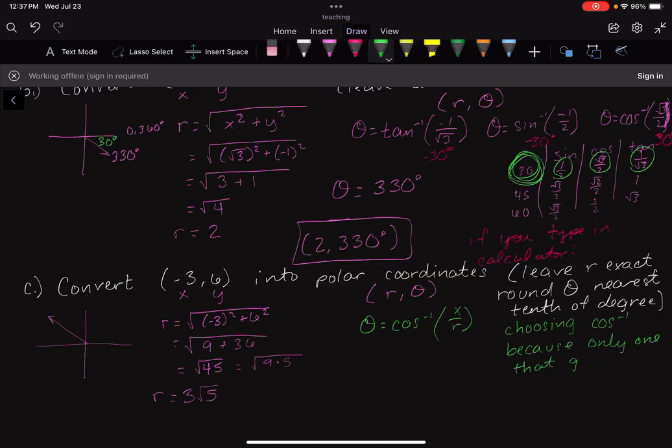Choosing cosine inverse because it's the only one that gives an angle in quadrant 2. Now the reasoning for that goes all the way back to 4.1. So if you need to remember which inverse function gives answers in which quadrant, I would go back to 4.1. But I'm going to plug this one in. So I get negative 3 over 3 root 5, or you could write 45, whichever one you like.